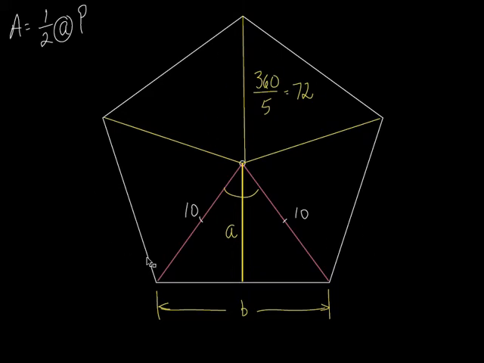Here's what they tell you. They tell you the length right here is 10, and we want to find the area of this thing. So I drew a line here, which is the apothem, and then I'm trying to find the perimeter.